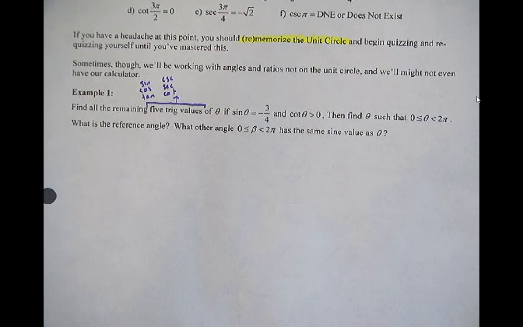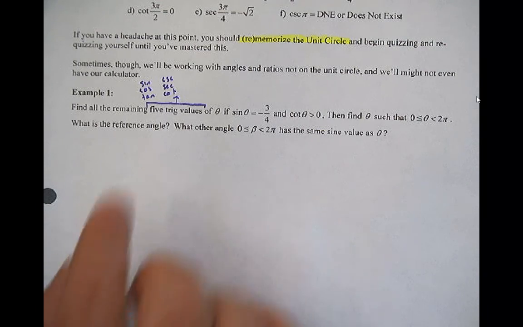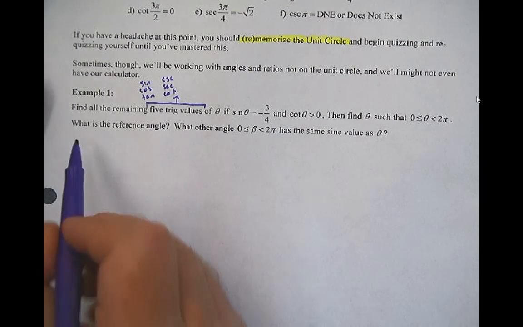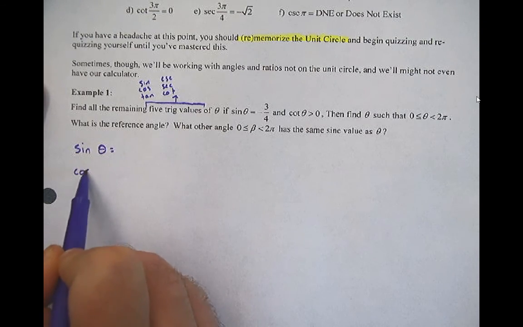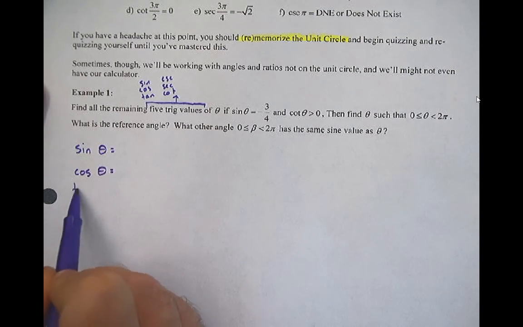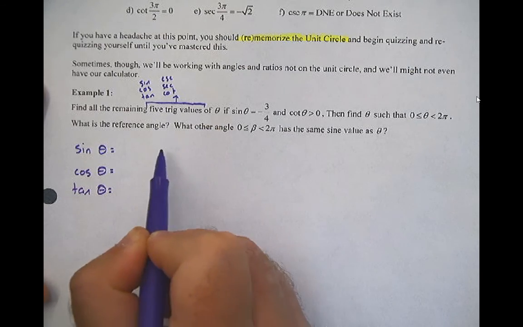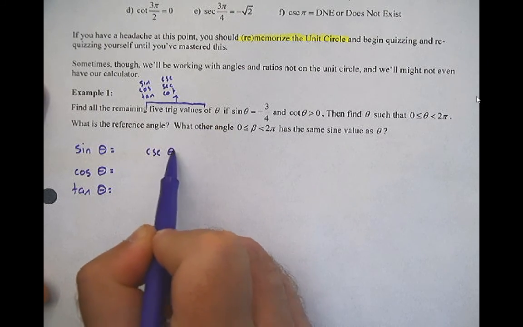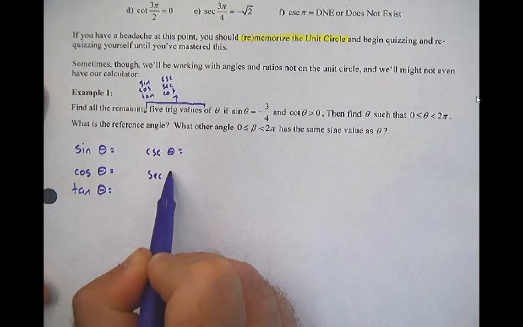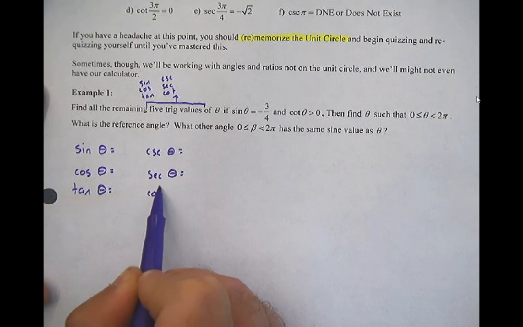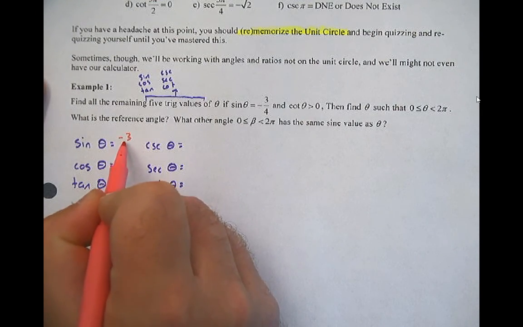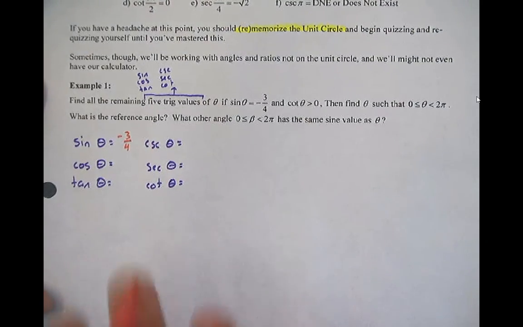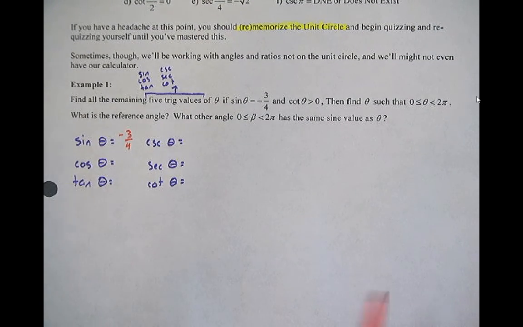If sine of theta equals negative, so I'm going to make a chart right now. I need sine of theta, cosine of theta, tangent of theta, and then cosecant of theta, secant of theta, and cotangent of theta. All right, so one of these we already know. They told us that sine is negative 3/4, which means I could go do cosecant right now if I wanted to, but I'm not going to.